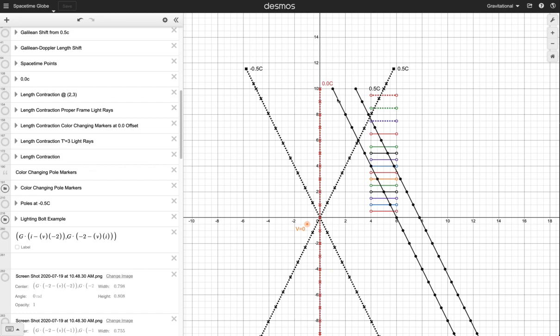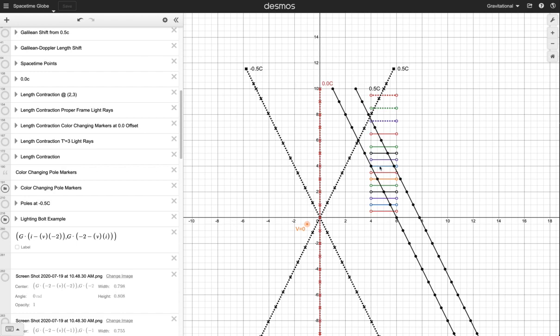Additionally, the barn is represented by these black lines, and the barn is moving in a negative half the speed of light relative to the pole, or the pole is moving positive half the speed of light relative to the barn. And what you'll notice is that the pole does not fit in the barn. The pole is longer than the space between the barn from the pole's perspective.